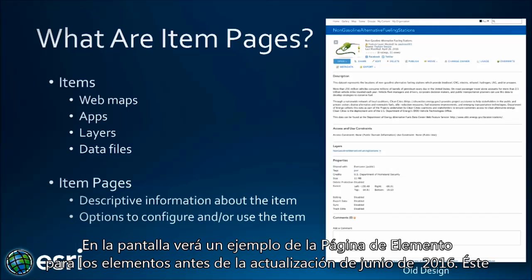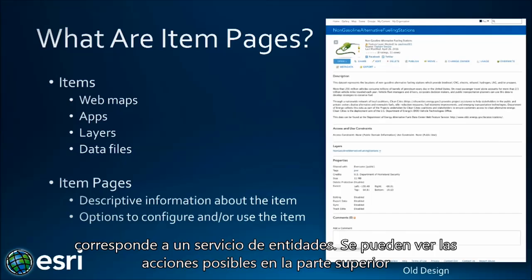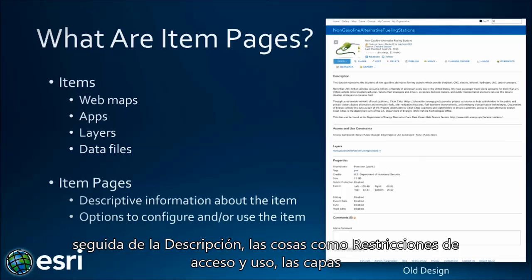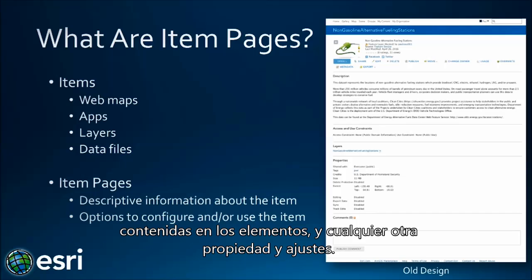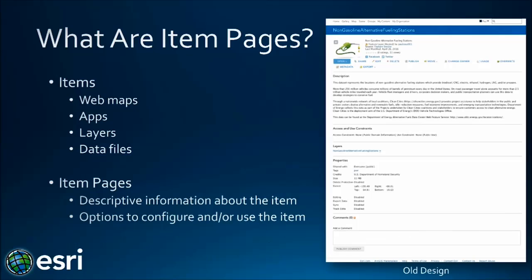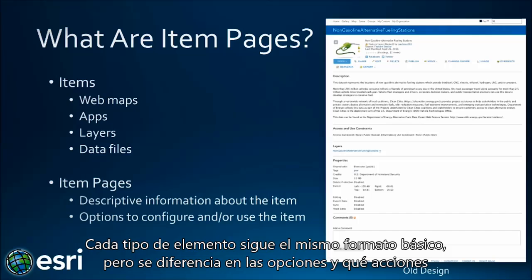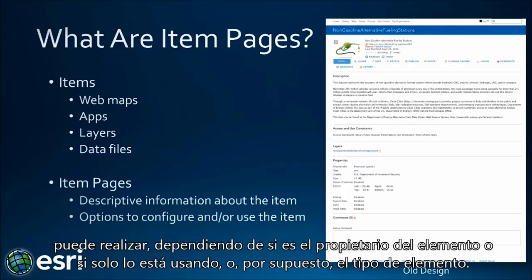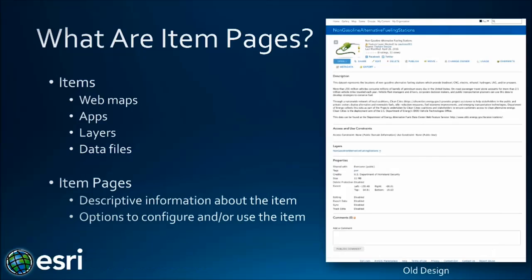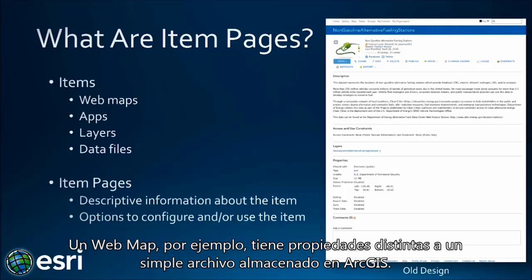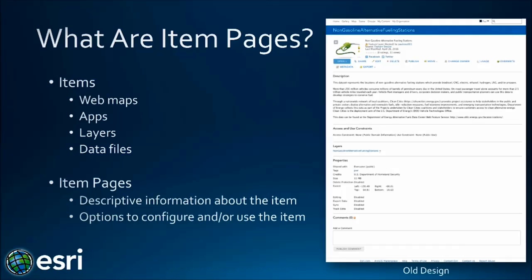On the screen, you'll see an example item page for items before the June 2016 update. This one happens to be for a feature service. You can see action items at the top to do something with it, followed by the description, things like access and use constraints, the layers contained in the items, and any other properties and settings. Each item type follows the same basic format, but differs in the options and what actions are based on if you own the item or if you're using it, or of course the item type. A web map, for example, has different properties than a simple file stored in ArcGIS.